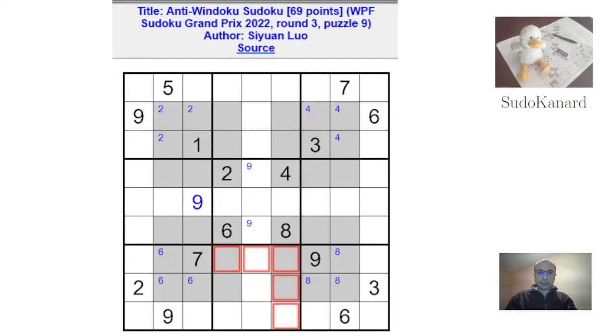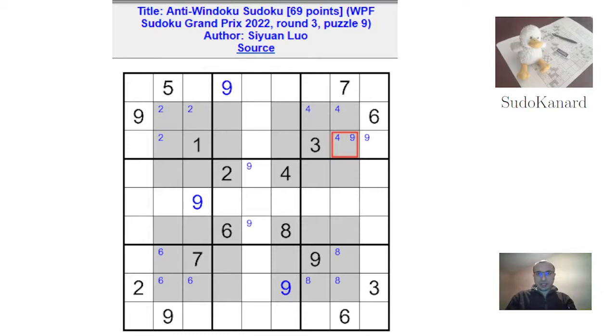Now looking at this region, 9 can't be here, 9 can't be here by Sudoku. It can't be here because of this 9, and it can't be here because then we would have to place it somewhere here. So 9 can only be here in this region, and this is compatible with this 9. And then, knowing that we can't have a 9 in this region, there's a 9 up there, and there has to be a 9 somewhere here.